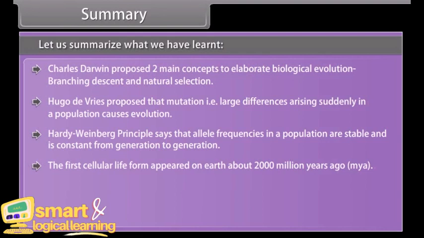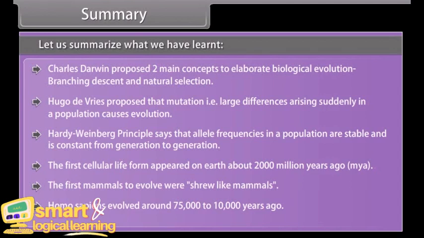The first cellular life form appeared on Earth about 2,000 million years ago. The first mammals to evolve were shrew-like mammals. Homo sapiens evolved around 75,000 to 10,000 years ago.